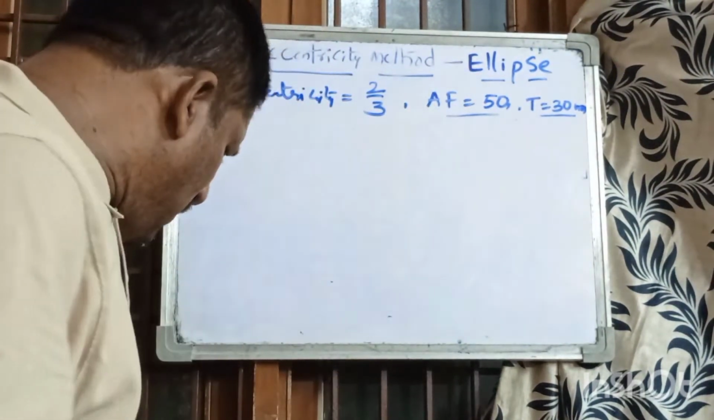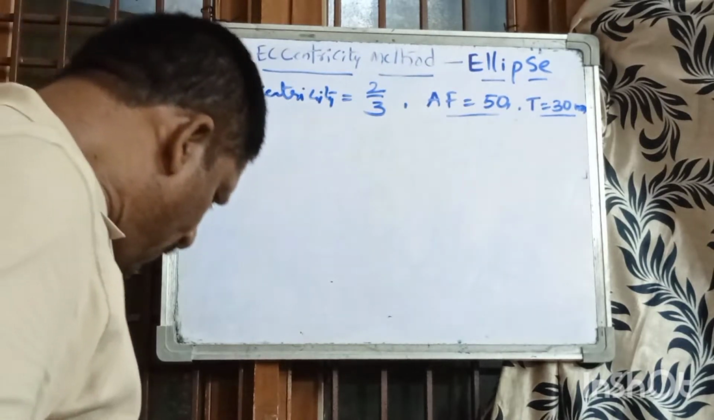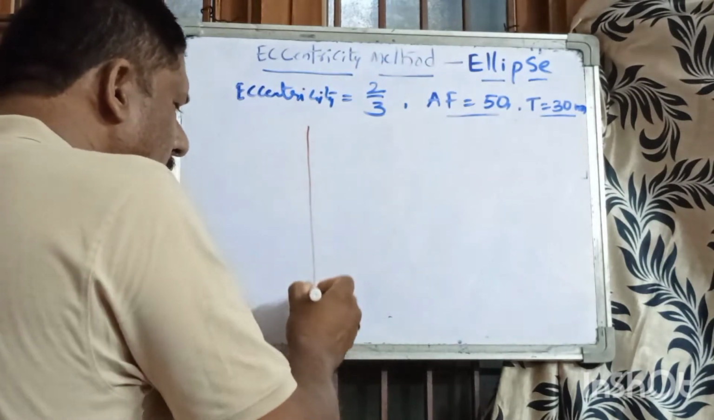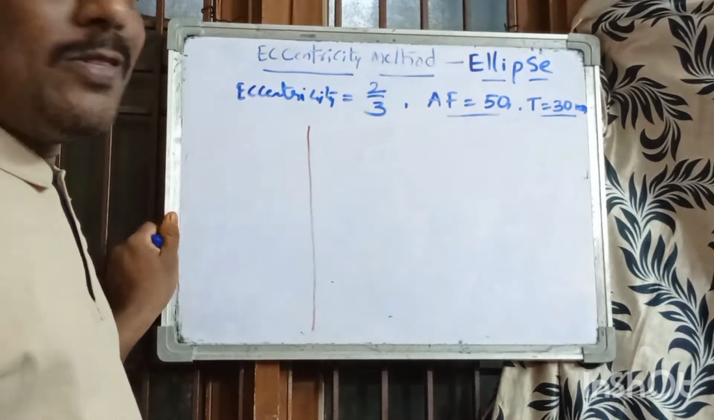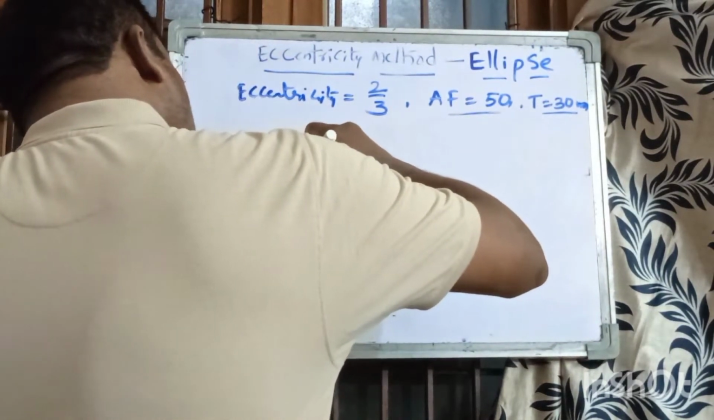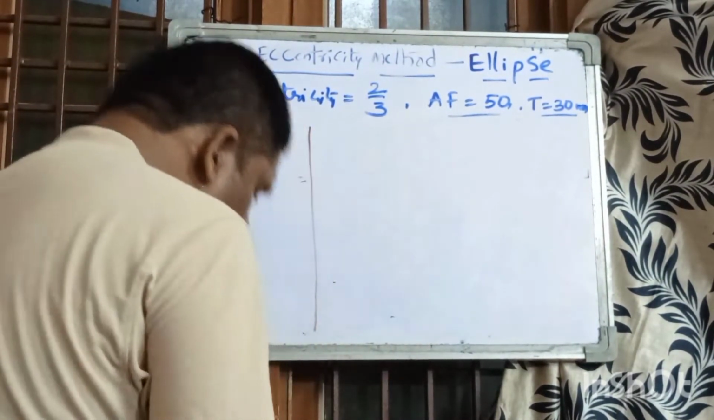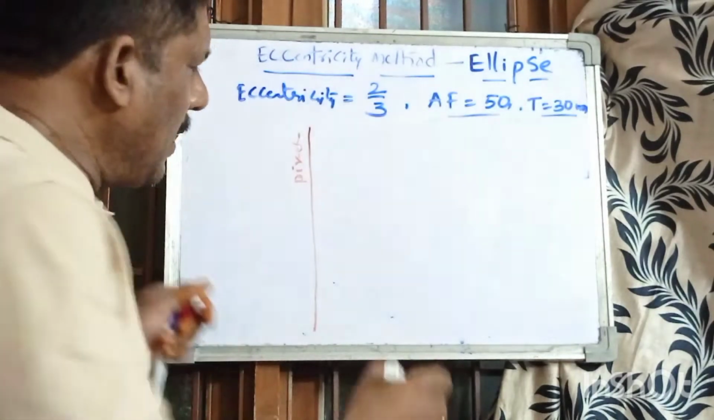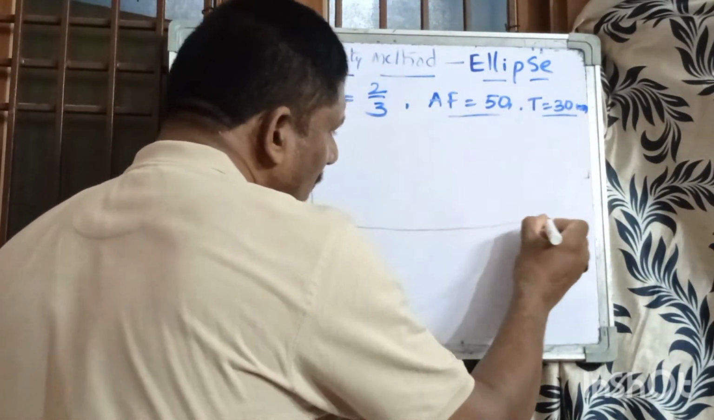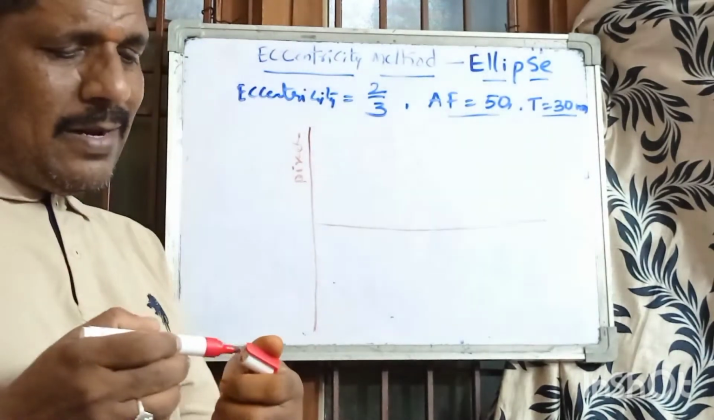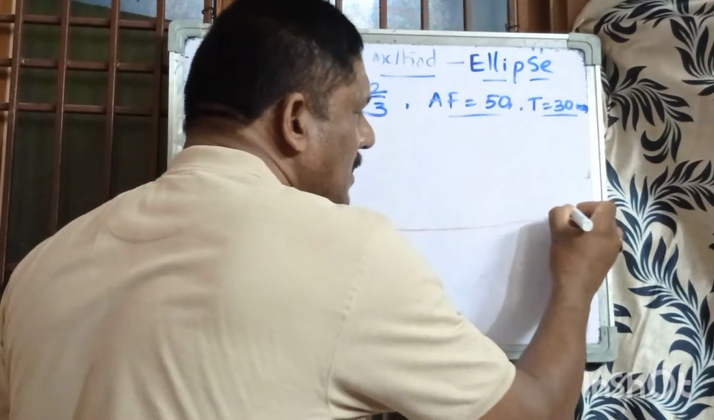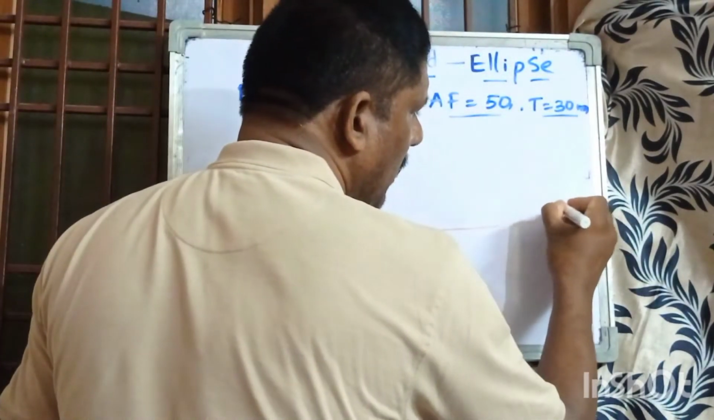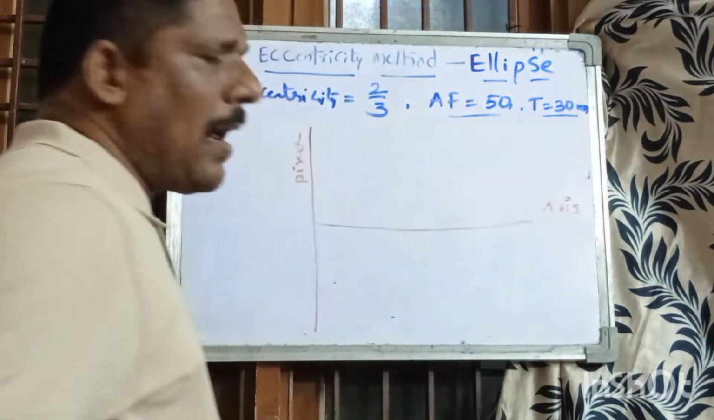In this question, same as the previous method, first draw the vertical line. This vertical line is the directrix line. And draw the horizontal line. This line is called the axis line.